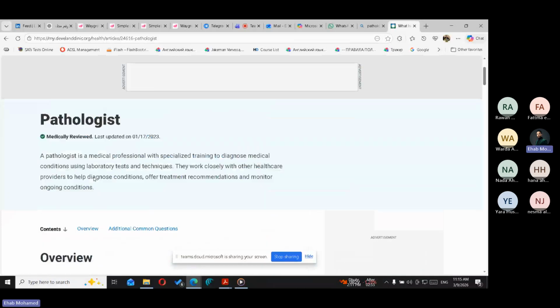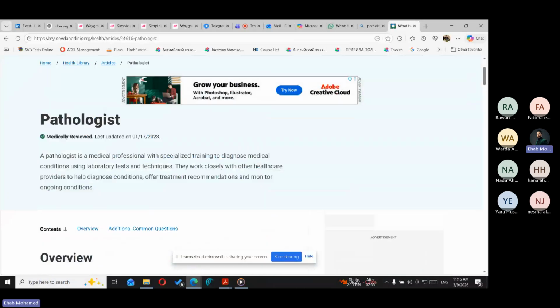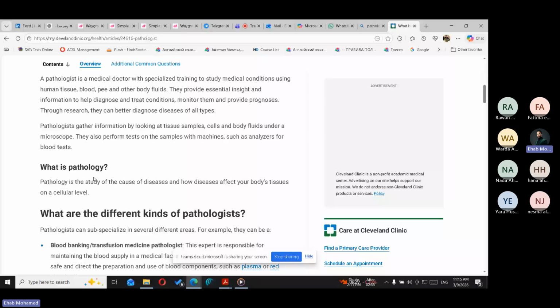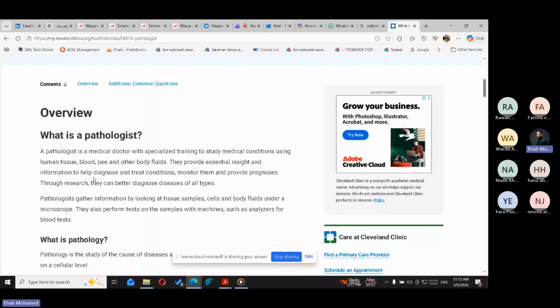It's a definition paragraph, a definition article. So you are reading an article about this topic. What is a pathologist? A pathologist is a medical doctor with a specialized training to study medical conditions using human tissue, blood, urine, and other body fluids. They provide essential insight and information to help diagnose and treat conditions, monitor them, and provide.